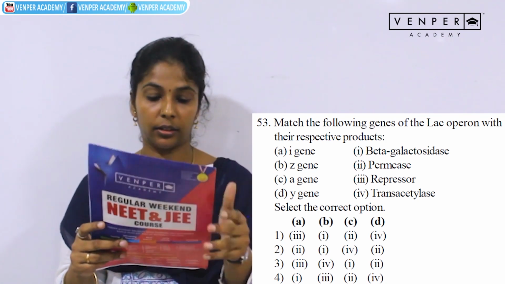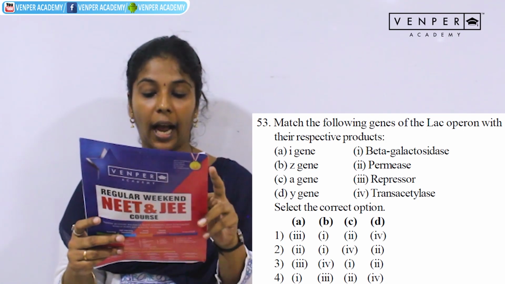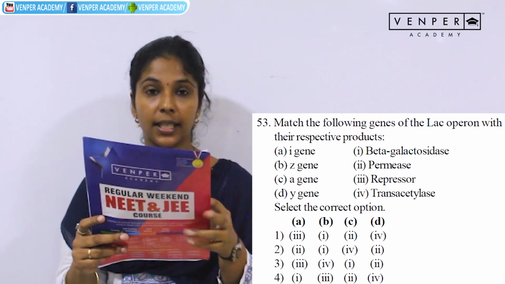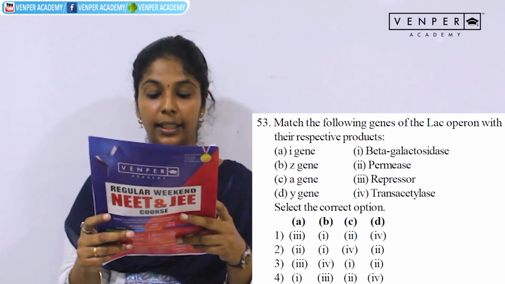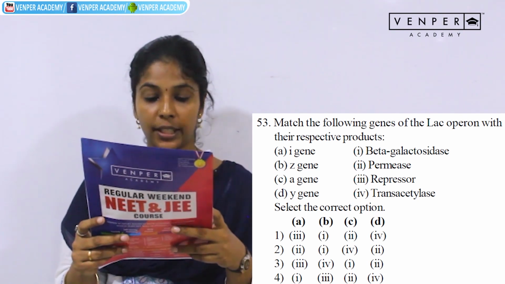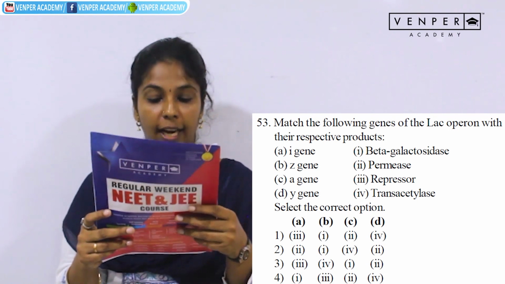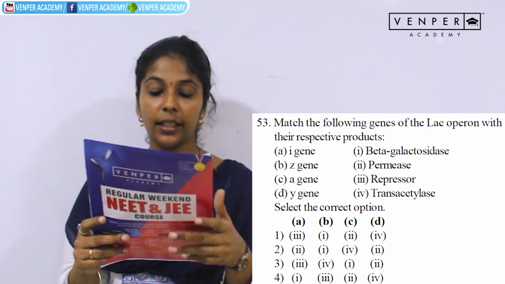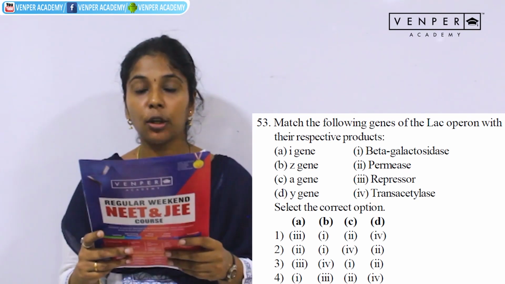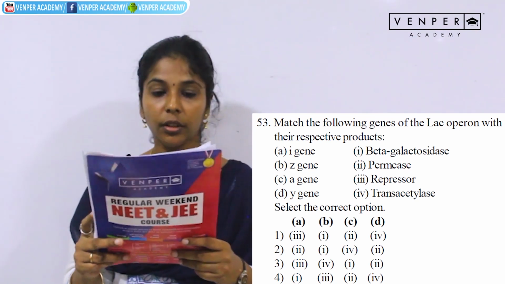So the correct option is, for A, I gene, it is repressor; for B, Z gene, it is beta galactosidase; for C, A gene, it is transacetylase; and for D, Y gene, it is permease. So the correct option is option 2.